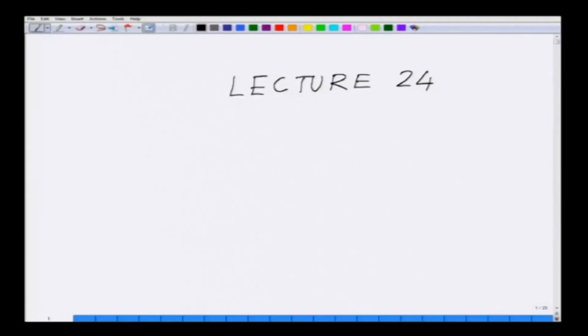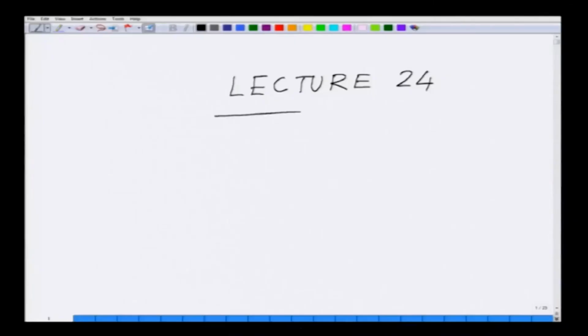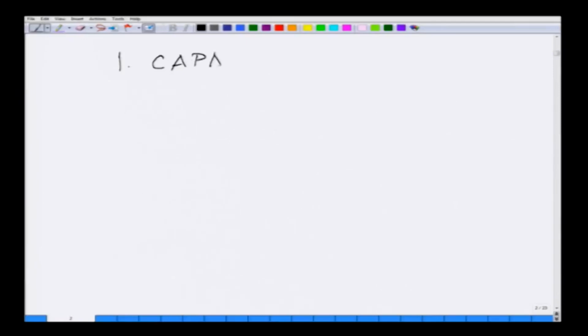Okay. So, let us start lecture 24 and let us enumerate what all I will be touching in this particular lecture. First, I will be talking about capacitance measurement, if you are treating the cell membrane as a capacitor. Capacitance measurements, this is the first thing I will be dealing with.